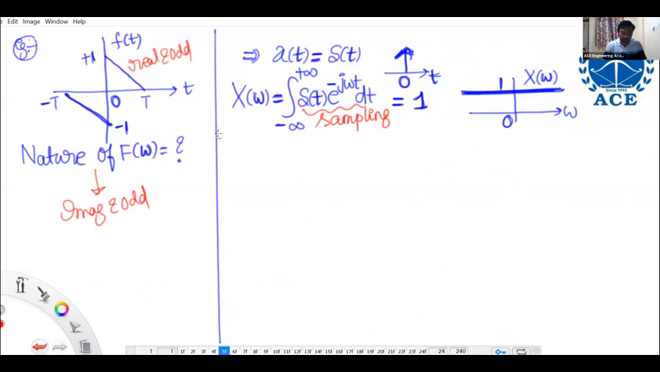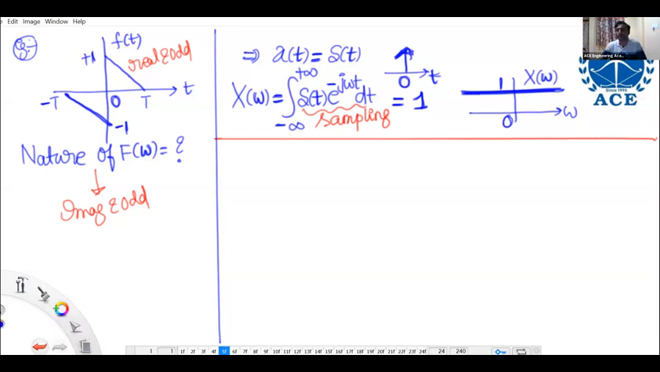For impulse, any frequency has magnitude 1 only, which is similar to the white light concept. White light also contains all frequencies equally. That is the reason the power spectral density of white noise is constant, and its autocorrelation function is an impulse. Mathematically, we study that as N0 by 2 delta.